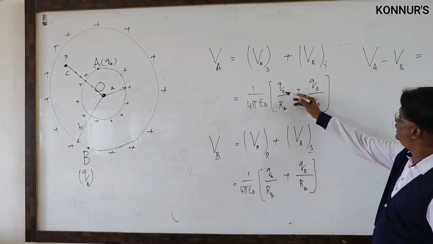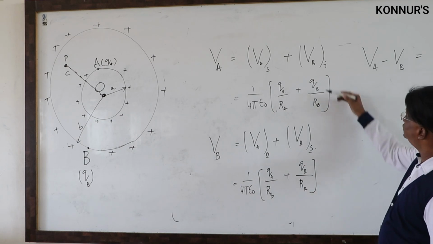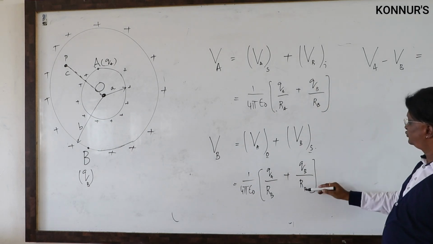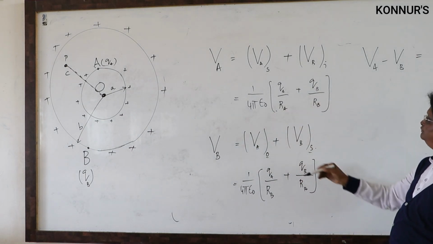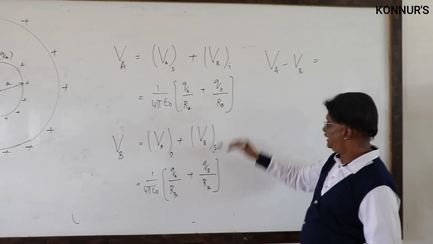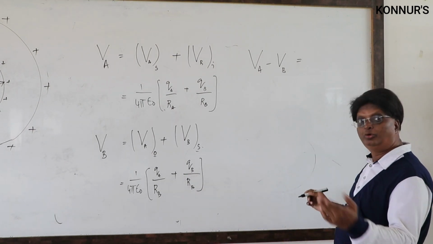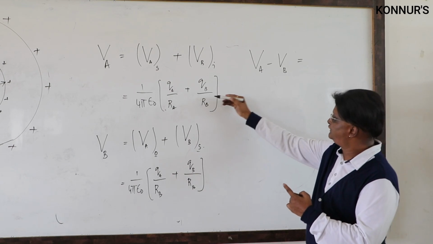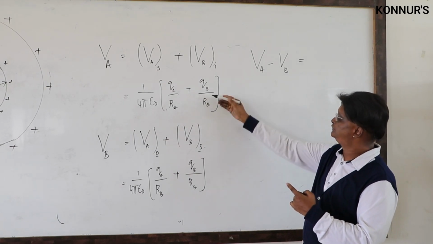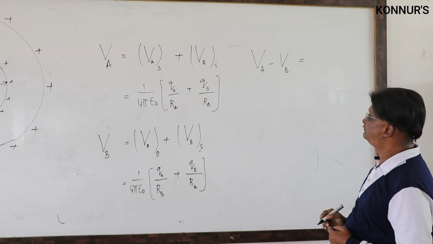This is the QA by RA term. And here there is no QA by RA term. But look at here: QB by RB, and this is QB by RB, a common term. When you are taking the subtraction, this QB by RB term gets cancelled. Therefore, what is the result? Hope you can do the calculation on your own. See, this is a common term in both the terms, and on subtraction it gets cancelled.